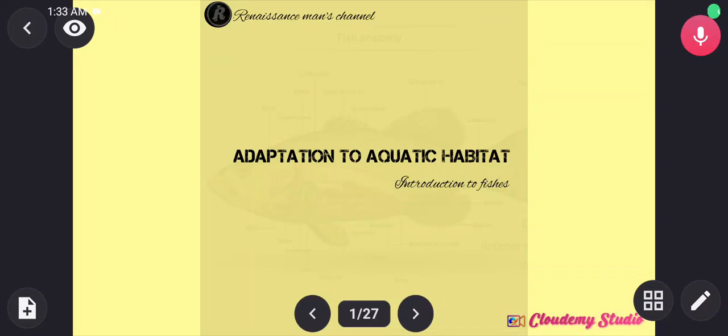In today's class, we'll be talking about adaptation of animals to aquatic habitats. In the previous class, we talked about the gnathostomata, where we mentioned the origin of jaw.